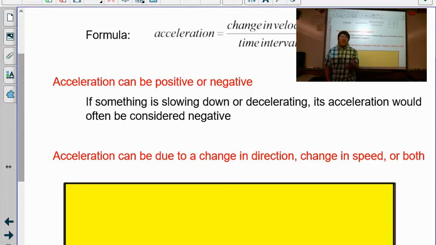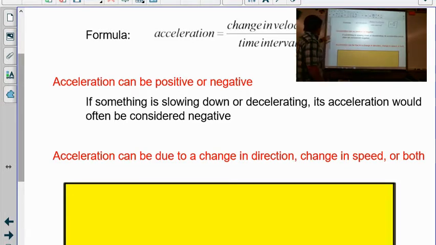That is going to cause an acceleration because it's going to cause a change in direction. You can step on the gas pedal to accelerate, the traditional way we think of accelerating, or you can slam on the brake, which is another way of accelerating. Again, it's going to be in the negative direction, but it's still an acceleration because it's a change in velocity.